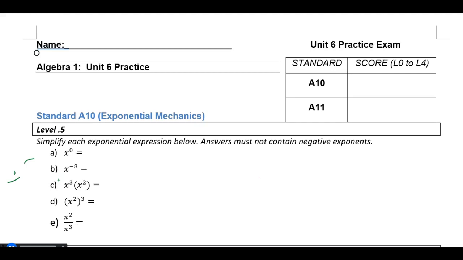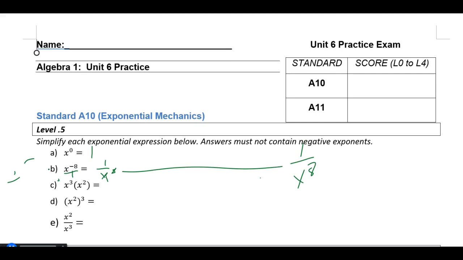So, anything to the 0 power is 1. The second one is a negative rule. It says that you need to flip it from the numerator or the denominator, whichever one it's currently not in. So this is secretly in the numerator. To flip it, you're going to put it in the denominator and make it positive. Oh, that says 1 over x to the 8th, positive 8.